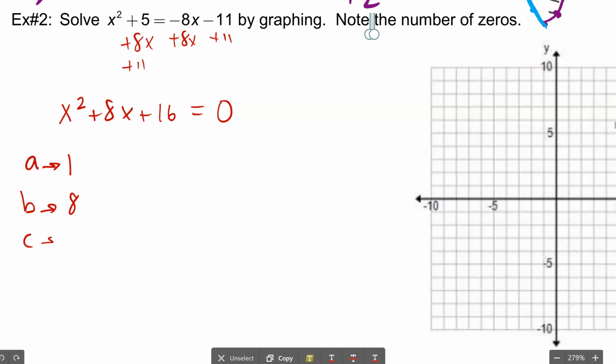How do you know that it's not like x to the second plus 16 plus 8x? Because the order has to be ax squared plus bx plus c. It has to go in order of highest exponent to lowest.